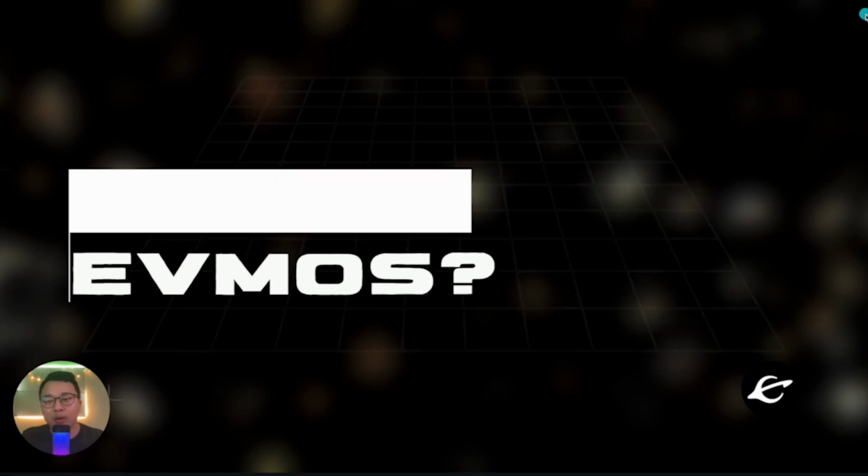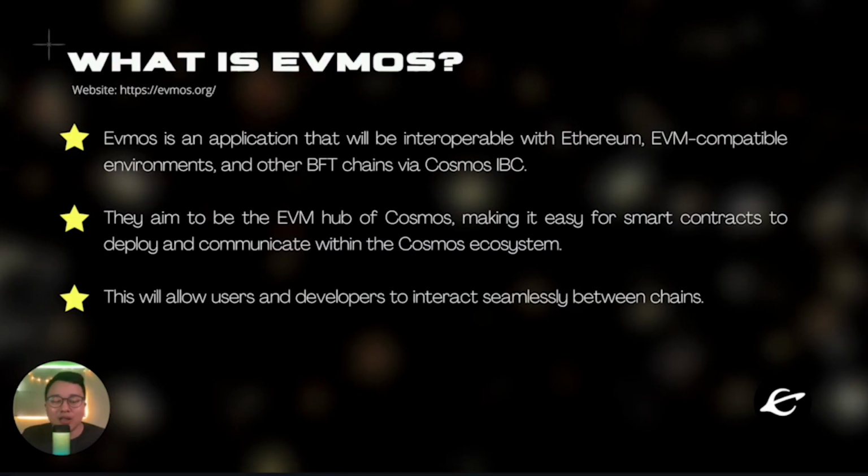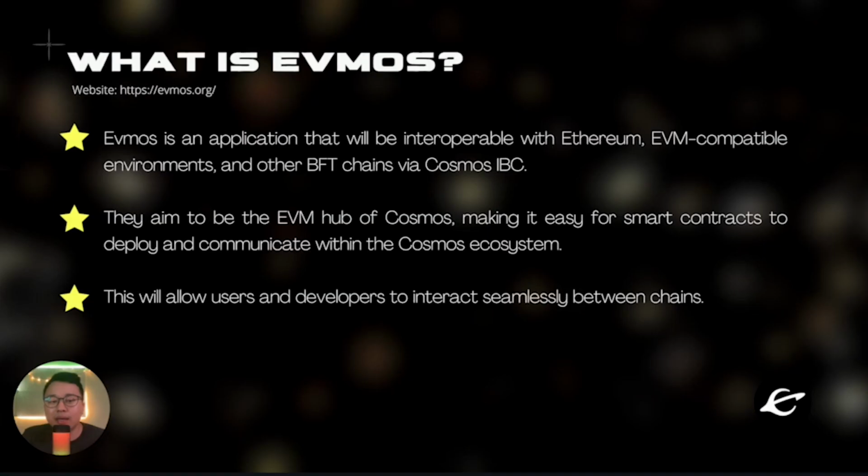So what is EVMOS? EVMOS is basically EVM and IBC combined together. So if you have wanted to use the Cosmos ecosystem but don't have a Keplr wallet because you just want to stick to one MetaMask wallet, then EVMOS is how you can use the IBC ecosystem while on EVM. EVMOS is powered by Cosmos IBC and the Cosmos SDK, and they aim to be the EVM hub of Cosmos, making it easy for smart contracts to deploy and communicate with the Cosmos ecosystem. This will allow users and developers to interact seamlessly between chains.